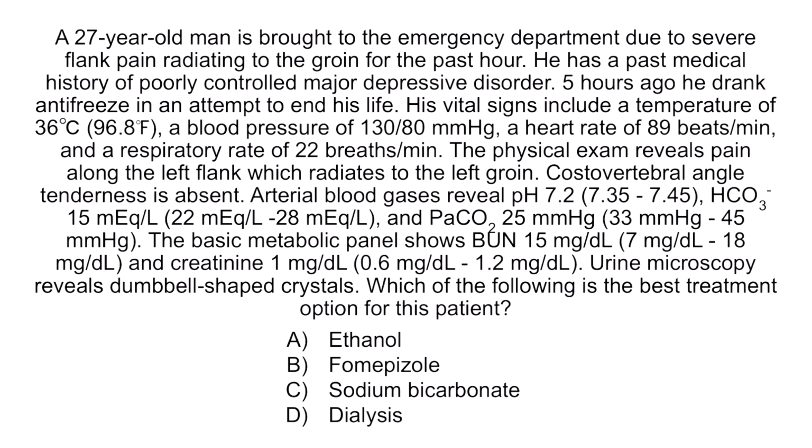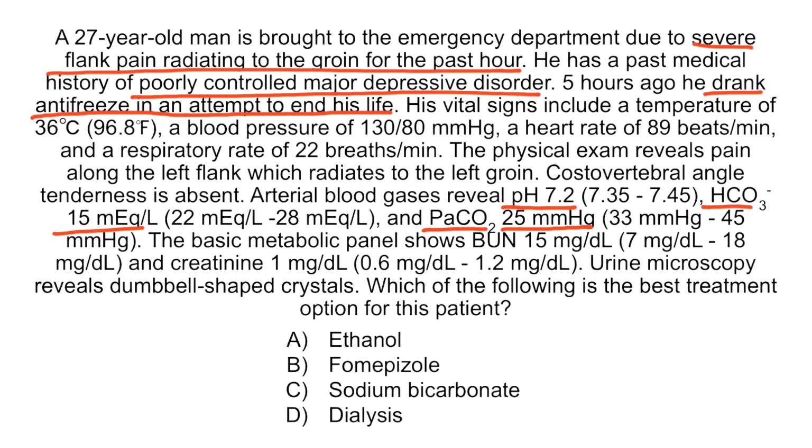This patient presents with severe flank pain radiating to the groin for the past hour. He has a past medical history of poorly controlled major depressive disorder. 5 hours ago, he drank antifreeze in an attempt to end his life. The antifreeze contains ethylene glycol, so he is most likely suffering from ethylene glycol poisoning. Ethylene glycol is metabolized into glycolic acid and oxalic acid, causing metabolic acidosis. This patient's arterial blood gases reveal low pH of 7.2, low bicarbonate of 15, and low partial pressure of carbon dioxide of 25. These values are consistent with the compensated metabolic acidosis.